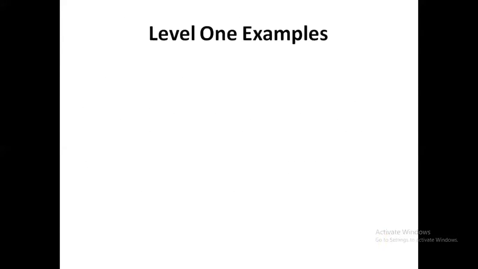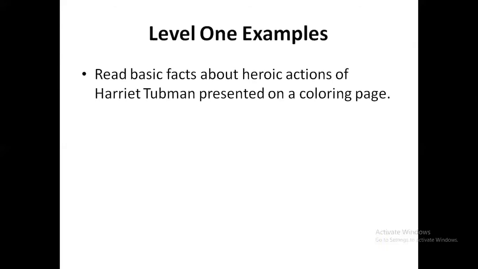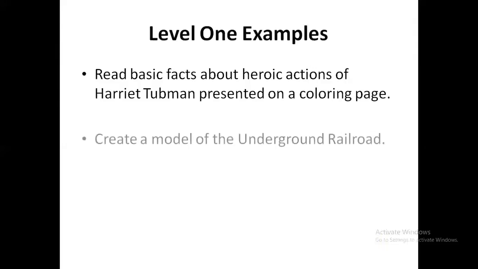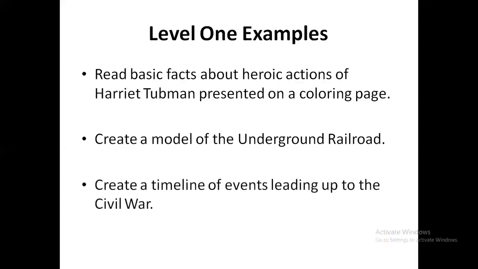And here are some examples. We'll start with the level 1 idea from our worksheet, where students are just reading basic facts about the heroic actions of Harriet Tubman presented on a coloring page. In theory, this would be in isolation to any other kind of readings or study about Harriet Tubman. Another level 1, create a model of the Underground Railroad. And finally, create a timeline of events leading up to the Civil War.